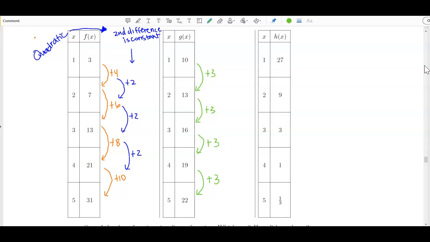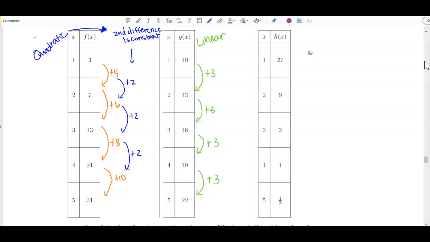And so what kind of function would this be then? Is it linear? Yeah, it's linear. So whenever you're adding or subtracting by that same number on that first difference, then it's linear. Okay, and then what about here on this one?